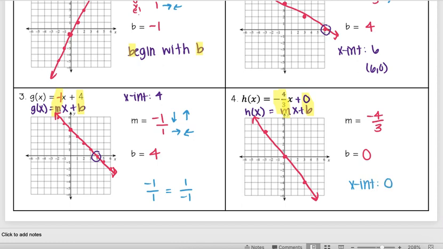Okay, that's it for this video. Go ahead and move on to the next one, where we will be solving these first before we graph.